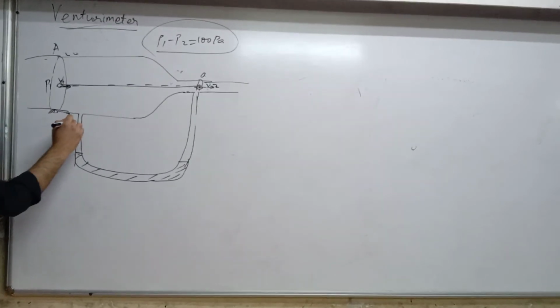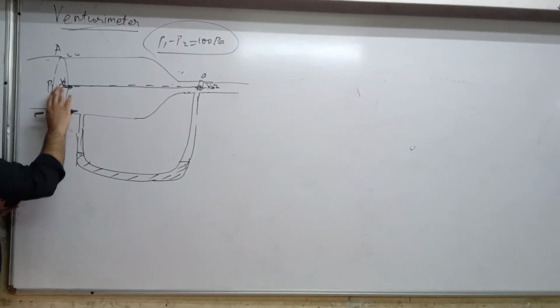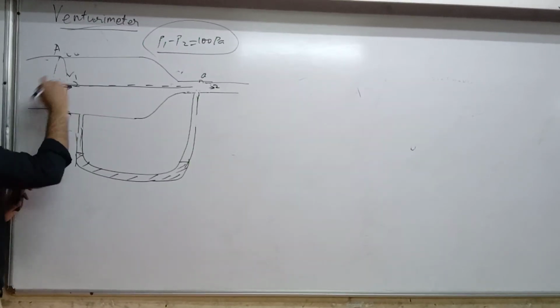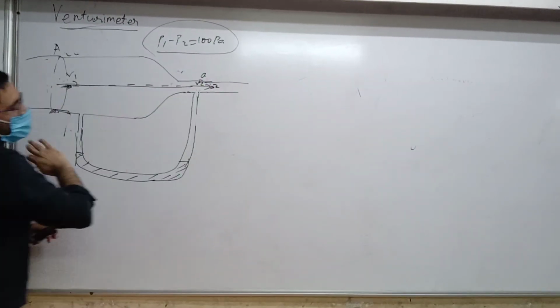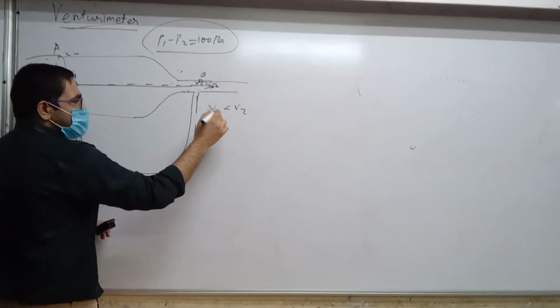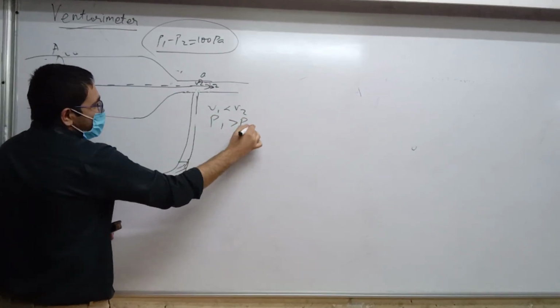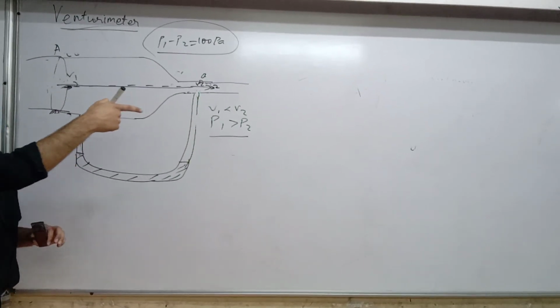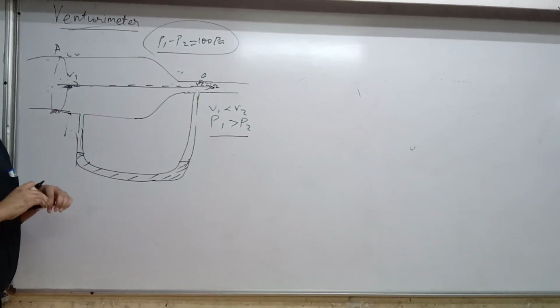So here. So I was saying that when nothing is moving, these two are the same. Now if it starts to move, what's going to happen? V1 is going to be less than V2. So that's why P1 is greater than P2. Bernoulli theorem. One final time, this is because of Bernoulli theorem.